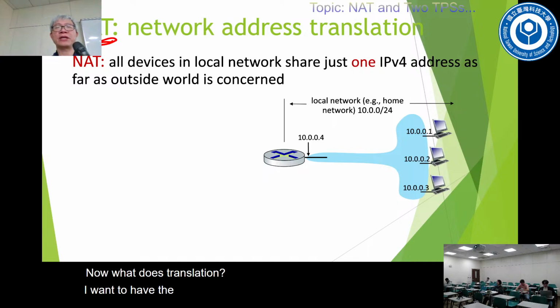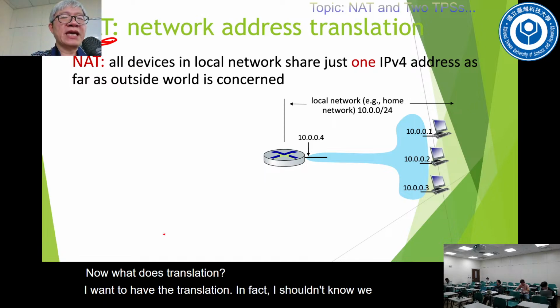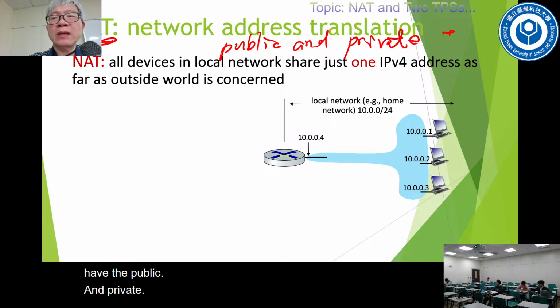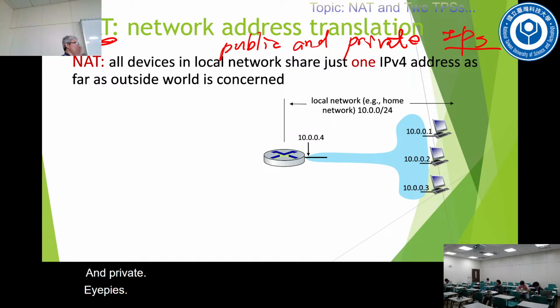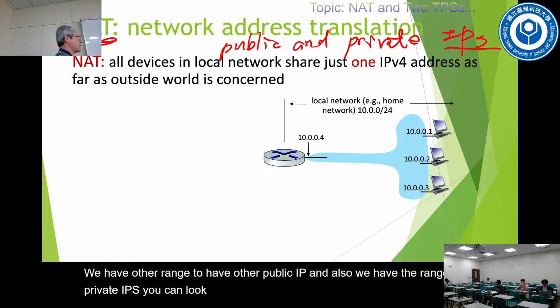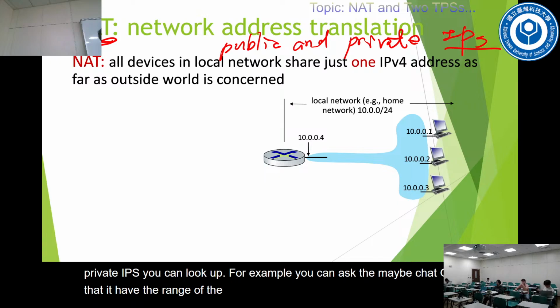In fact, I should let you know we have DHCP. Therefore, we have public and private IPs. We have a range for the public IP, and also a range of private IPs. You can look up, for example, you can ask ChatGPT for the range of the public IP and the private IP.